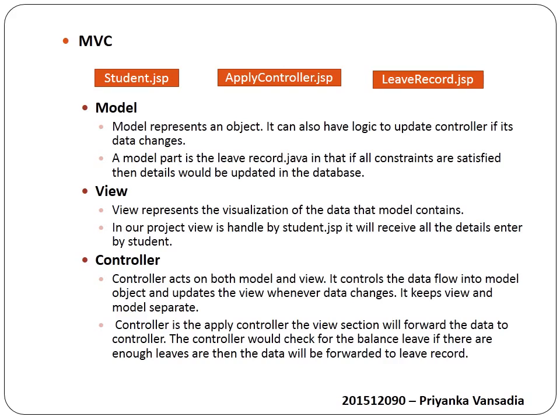Controller acts on both model and view. It controls the data flow into the model object and updates the data view whenever data changes. It keeps view and model separate. The controller is the apply controller. The view section will forward the data to the controller. The controller will check the leave balance. If there is enough leave, then the data will be forwarded to the leave record.